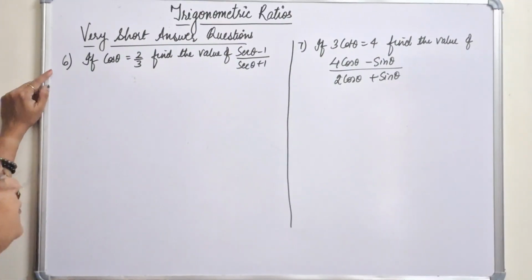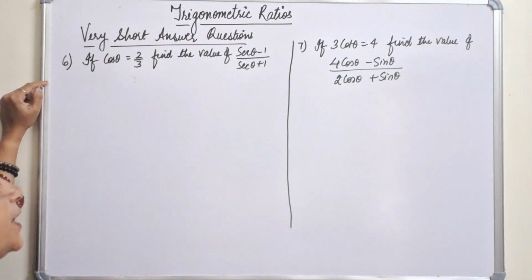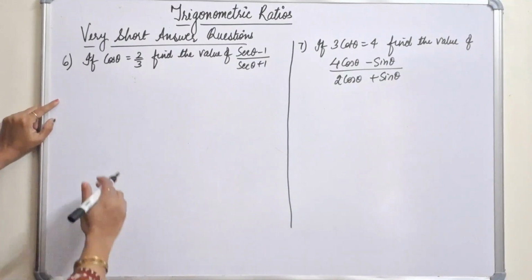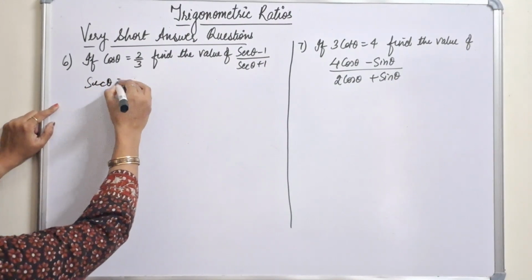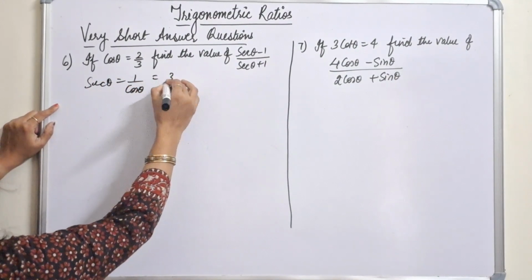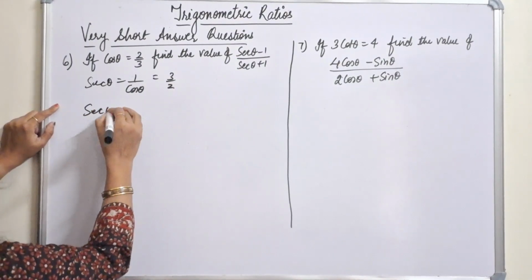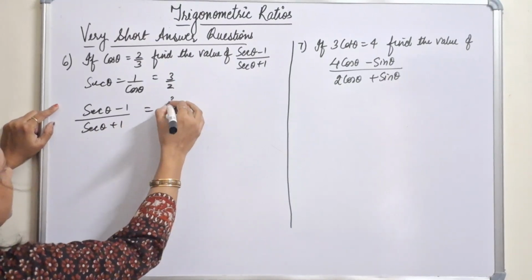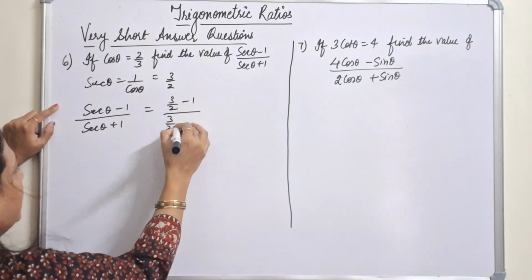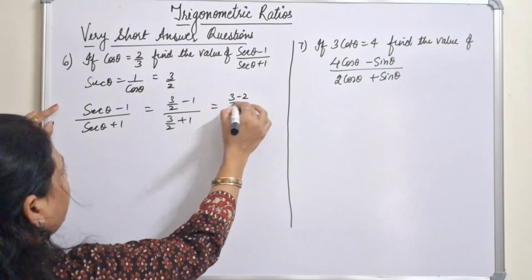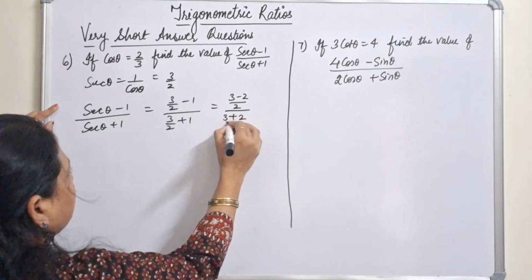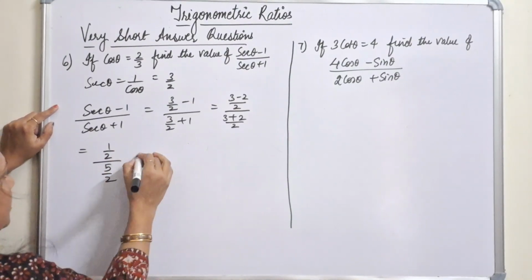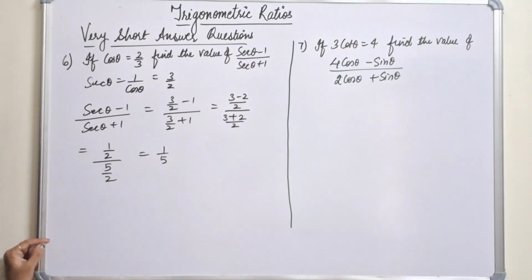Next question, if cos theta is equal to 2 upon 3, find the value of sec theta minus 1 upon sec theta plus 1. So we know that sec theta is the reciprocal of cos theta, so this will be 3 upon 2. Substituting the value in sec theta minus 1 upon sec theta plus 1, 3 upon 2 minus 1 upon 3 upon 2 plus 1, 3 minus 2 upon 2, 3 plus 2 upon 2. So this is 1 upon 2, 5 upon 2, finally it is 1 upon 5.